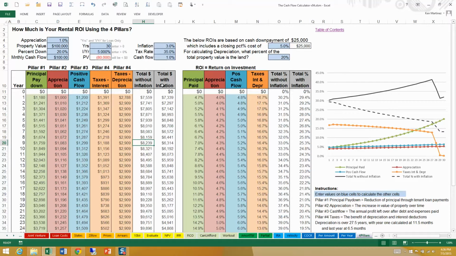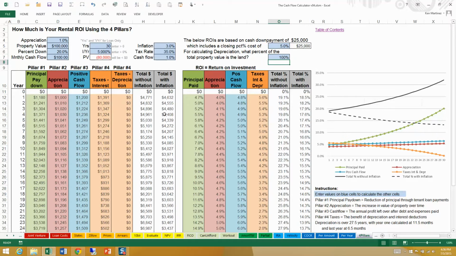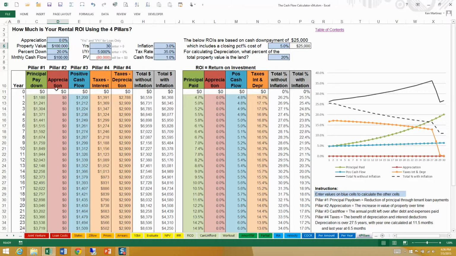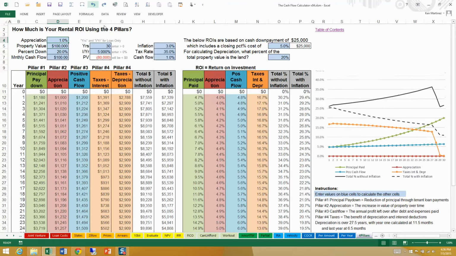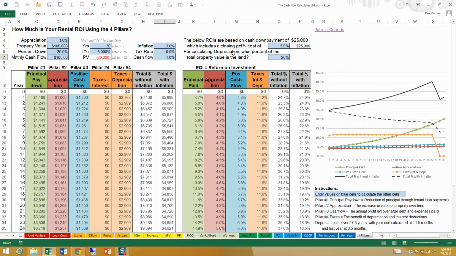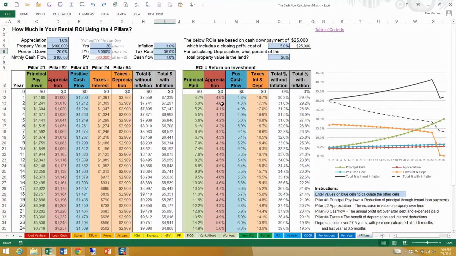So a couple of things I just want to mention here. If you want to take out one of them, like if you want to ignore depreciation for this example, just put 100% here, and then it doesn't get factored in. It's saying all of the property is land, so these will disappear. If you just want to ignore appreciation, then just put a 0% appreciation, and this will go away. So you can separate some of this. If you want to ignore taxes, then just put a 0 on here, and then your tax benefit is going to go away, and then everything else will update accordingly.